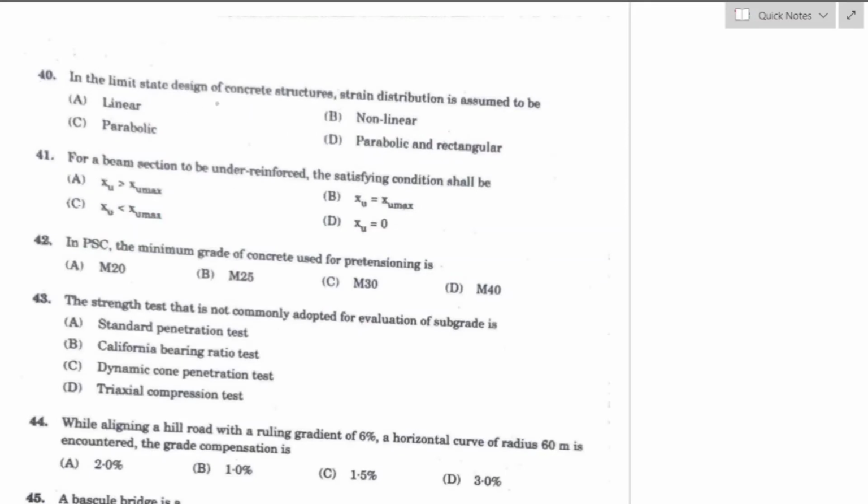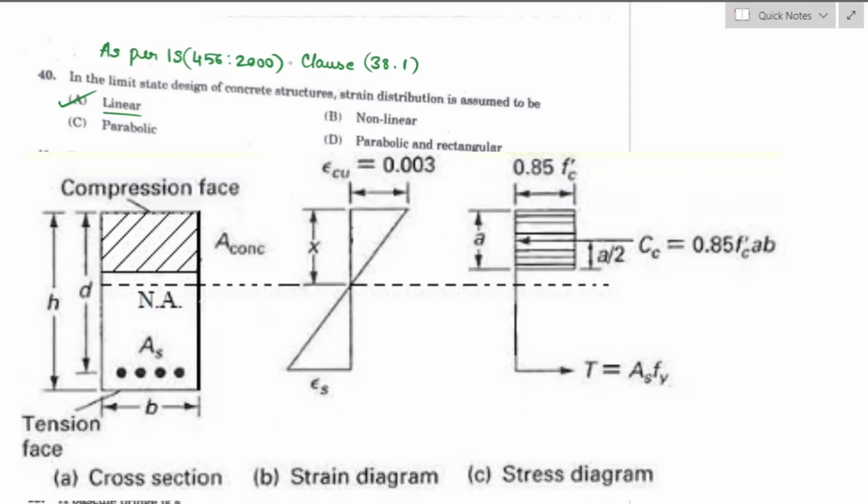Question number 40. In the limit state design of concrete structure, strain distribution is assumed to be. As per IS 456-2000 from the clause 38.1, the plane section normal to the axis remains plane even after bending, which means that strain diagram is linear in function.